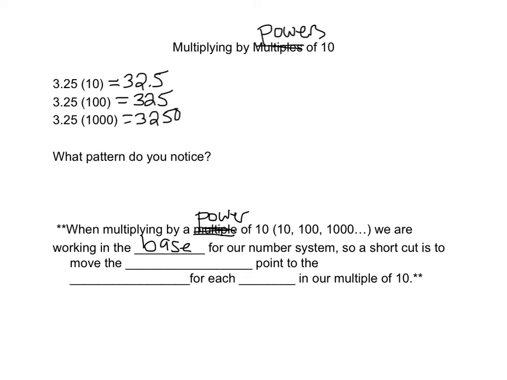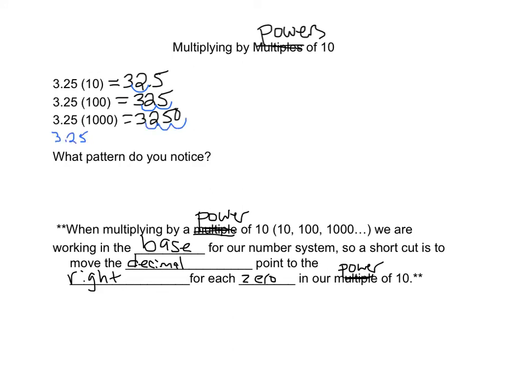So a shortcut is actually to move the decimal point to the right for each 0 in our power of 10. So when you look up here, 10 had 1 zero, so our decimal point went 1 space to the right. And 100, with 2 zeros, it went 2 spaces. And 1000, it went 3.